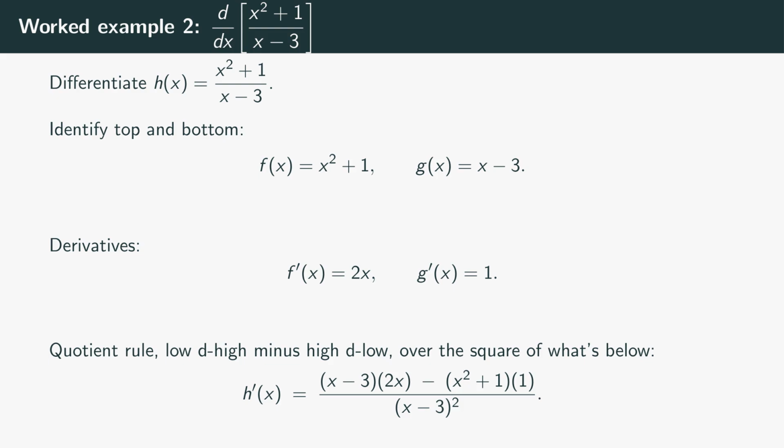Expand the numerator carefully. First piece, x minus 3 times 2x is 2x squared minus 6x. Second piece, x squared plus 1 times 1 is just x squared plus 1. Subtract: 2x squared minus 6x minus x squared minus 1. Combine like terms. 2x squared minus x squared is x squared, minus 6x stays, minus 1 stays. Numerator simplifies to x squared minus 6x minus 1. Don't expand the denominator. Leaving x minus 3 squared in the denominator is cleaner and easier to evaluate at specific x values. Final answer: x squared minus 6x minus 1 over x minus 3 quantity squared.